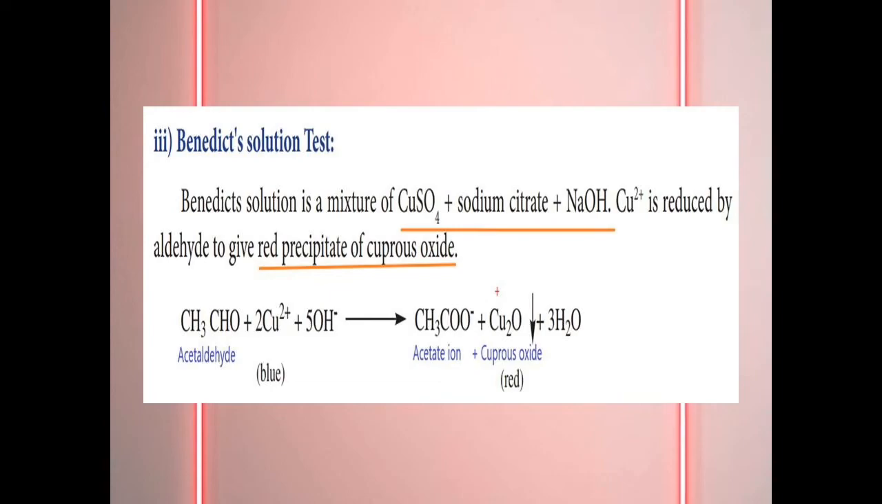Benedict's solution test. What does Benedict's solution mean? It is copper sulfate plus sodium citrate plus sodium hydroxide. When acetaldehyde is treated with this solution, the blue color changes into red color. The blue color is from the copper 2 plus, which we get from copper sulfate, and then the cuprous oxide. Please refer to your previous reaction, you will get an idea. So the blue color changes to a red color. It is an indication of the presence of aldehyde.